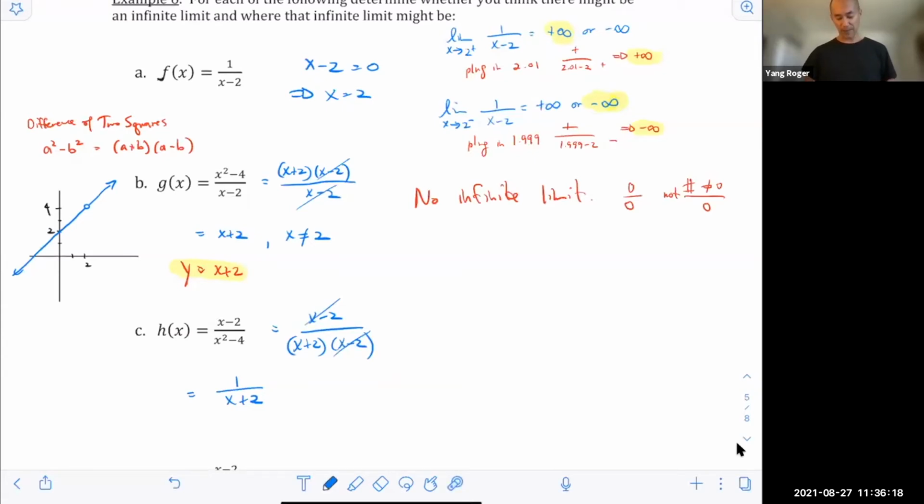I should probably mention that x is not allowed to be equal to 2 here because you can't have a 0 in the denominator from this guy.